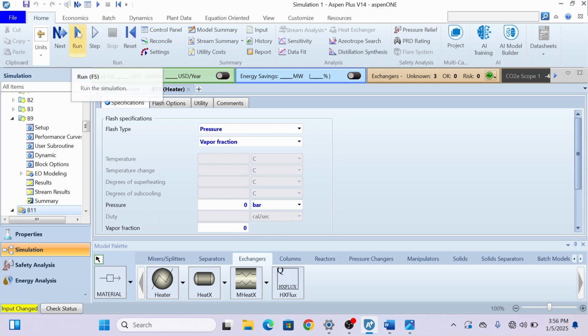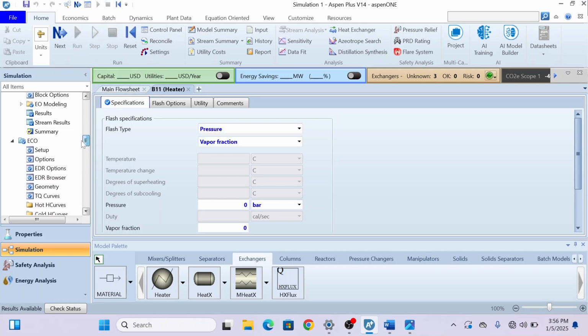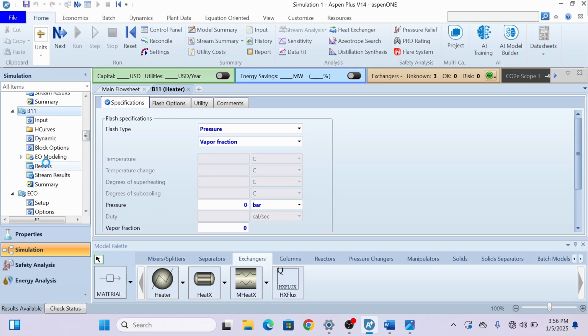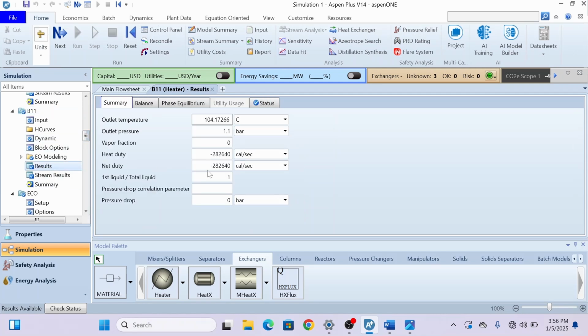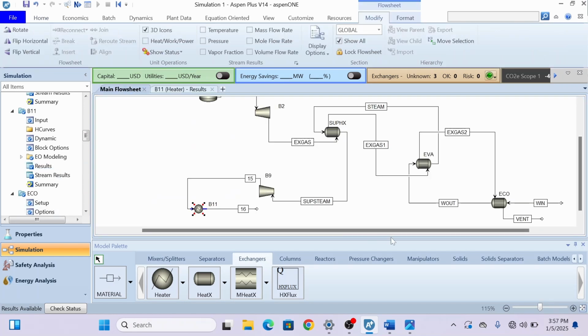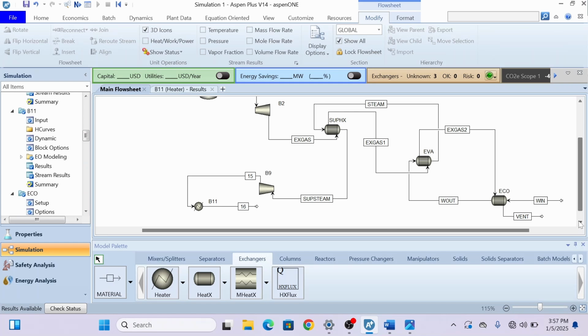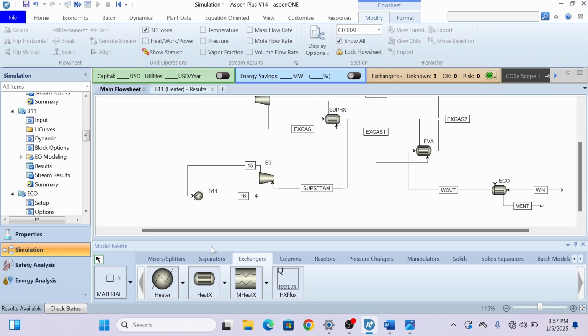So now you can see that the run button is activated. I will press this run button. Now my simulation, so this block, is also completed. Go to this result. So this is the amount of heat you have to remove. You can use cooling water, or a heat exchanger with cooling water, to reject this amount of heat over here. After this, go to this main flow sheet, and now I have to recycle it over here.